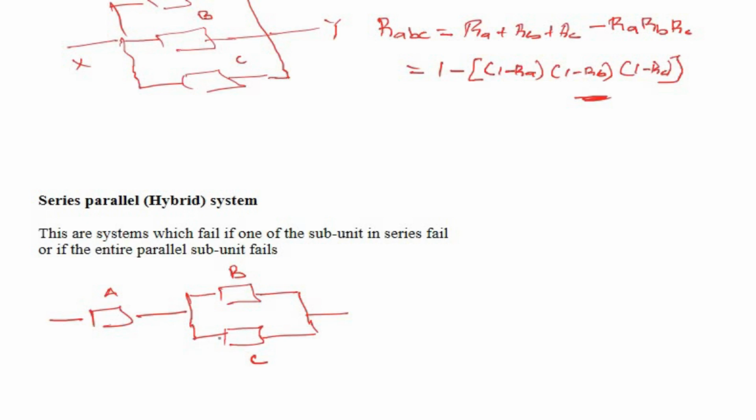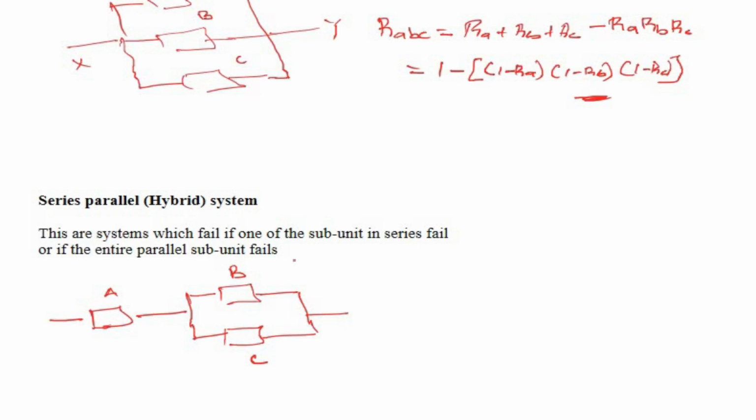This system will fail if component A is faulty, because it is connected in series with components B and C. The system will also fail if the entire set of components connected in parallel, which is B and C, fails. So this is straightforward. It's just like combining the two laws together. That is what is happening here.